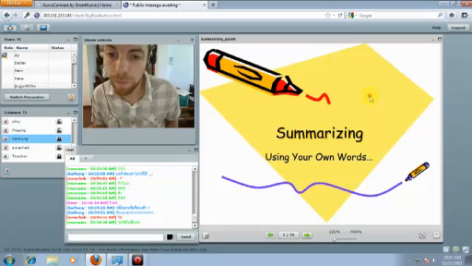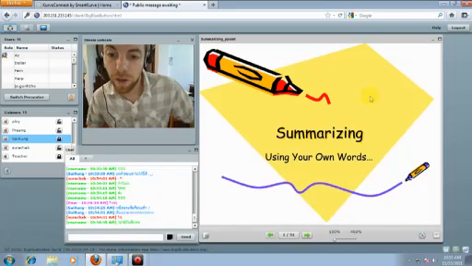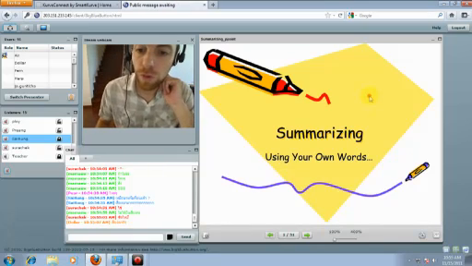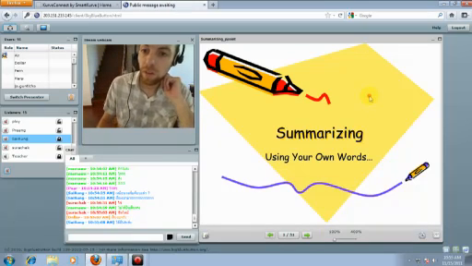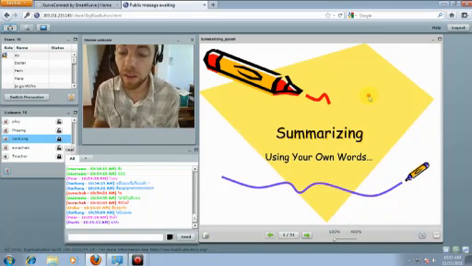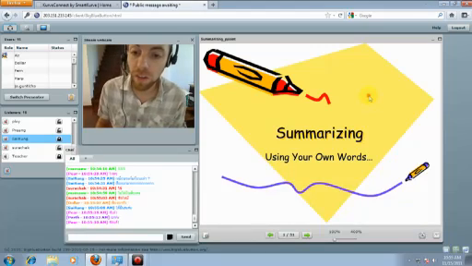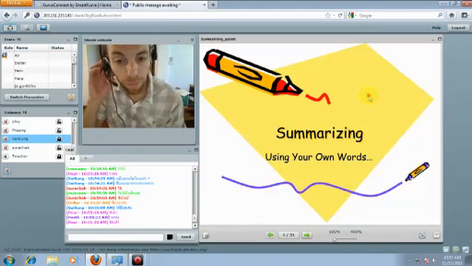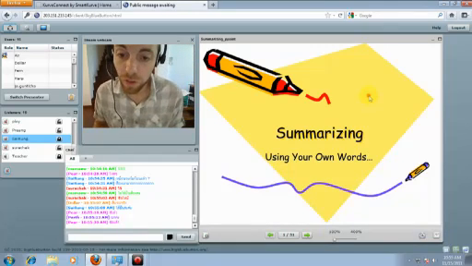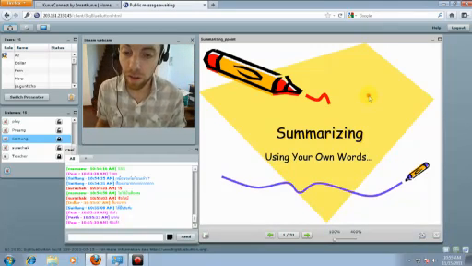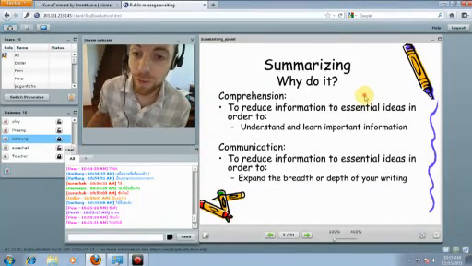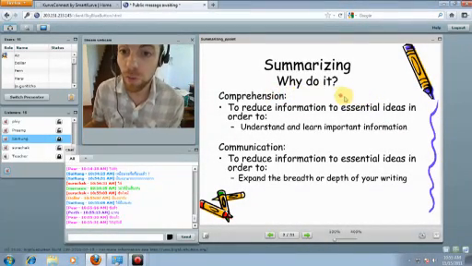Hello. Today we are learning about summarizing, and this is things that you can do to help you write a very clear and easy to read and understand paper. It's also good when talking, but today we're talking more about writing, summarizing. All right, first slide. Why do it?